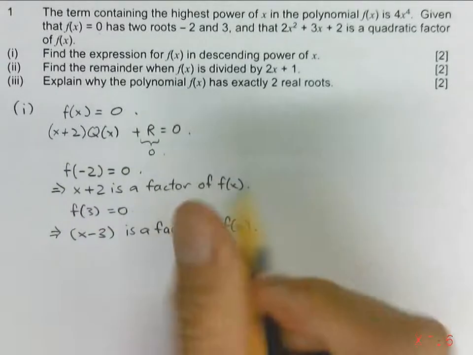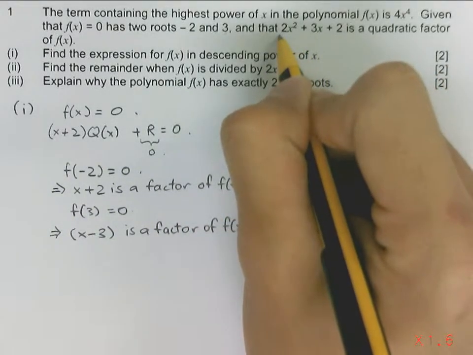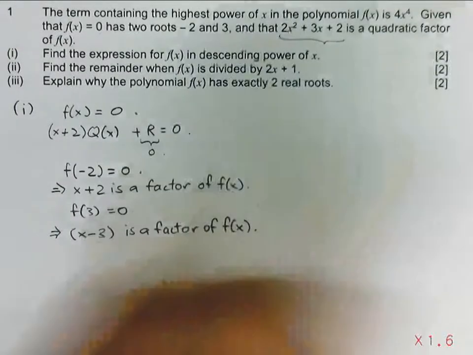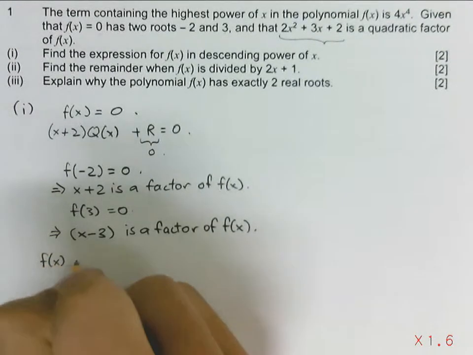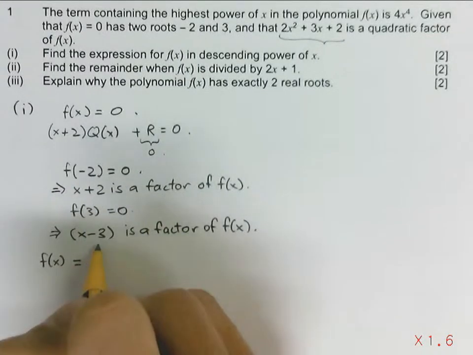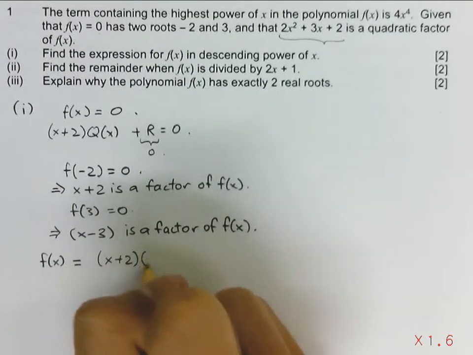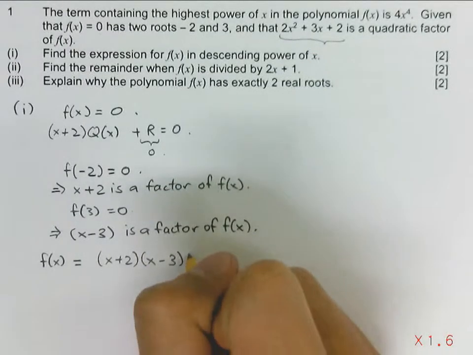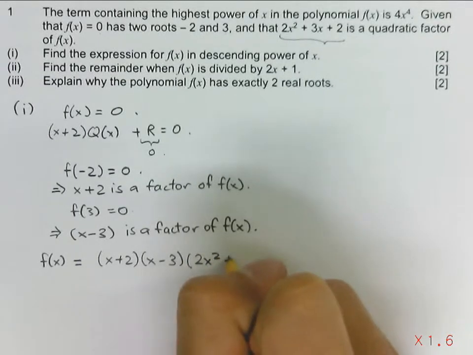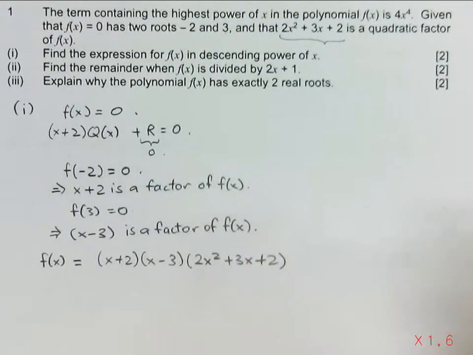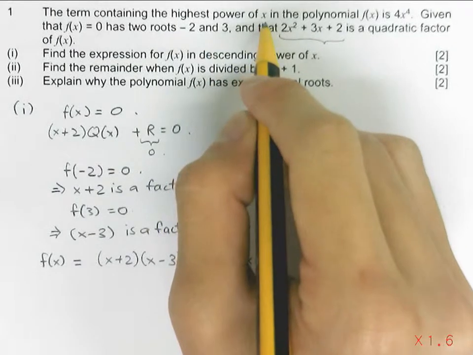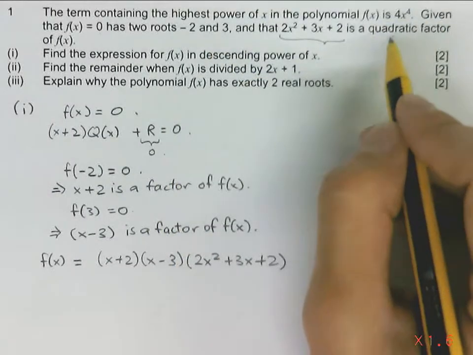We also notice that f(x) has a factor which is quadratic. So we can simply write f(x) in terms of the two linear factors x plus 2 and x minus 3, together with the quadratic factor. Before we do any expansion, we have to check that the highest power of x is this term, 4x to the power 4.